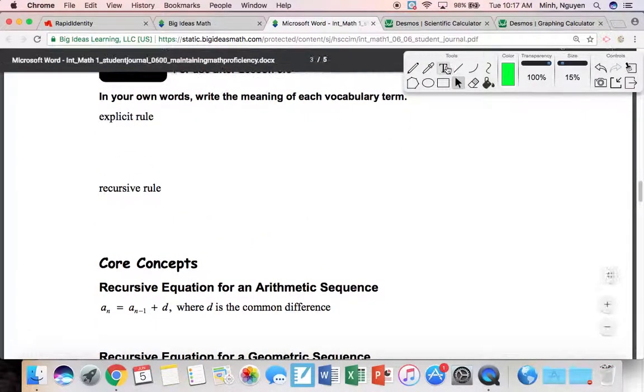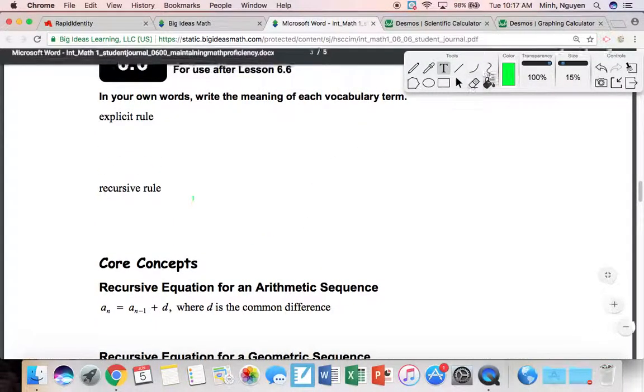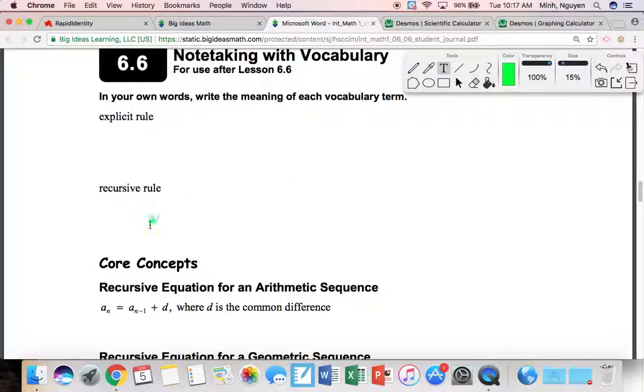So a recursive rule is pretty much what? How would I define that in my own words? A rule that is defined by referring to itself or previous terms. If I had to break it down some more, I would say a rule that refers to previous terms specifically. An explicit rule does not do that. It doesn't care what happened before. It just will tell you what happened.